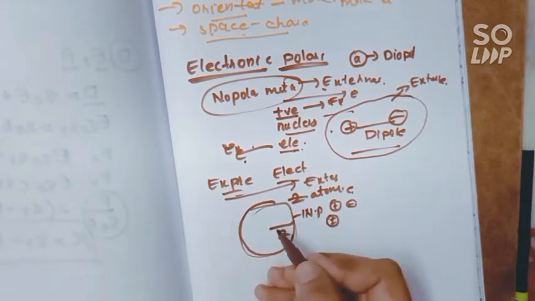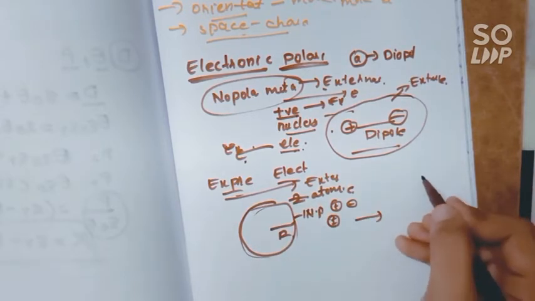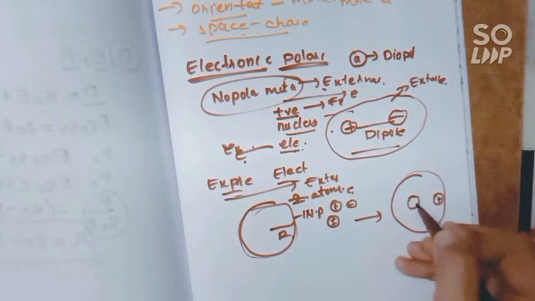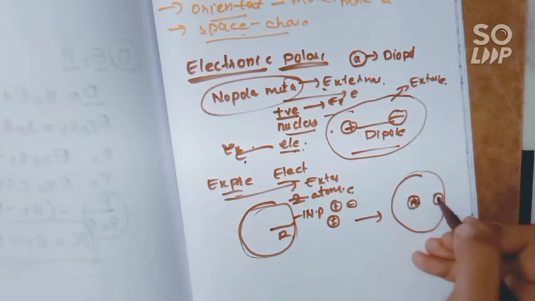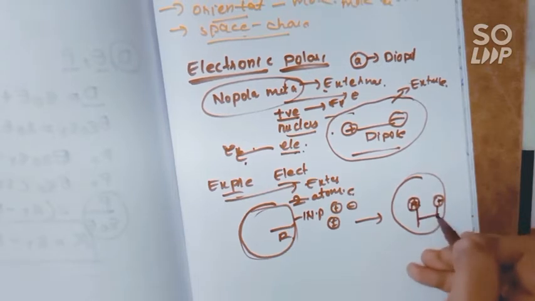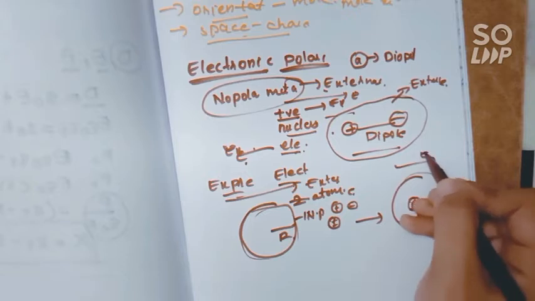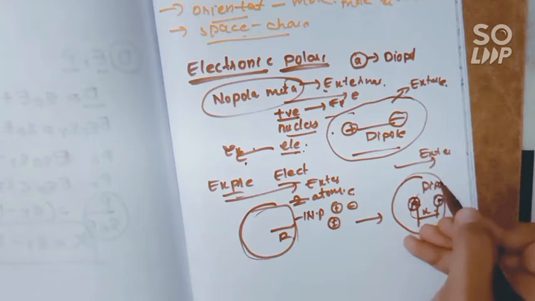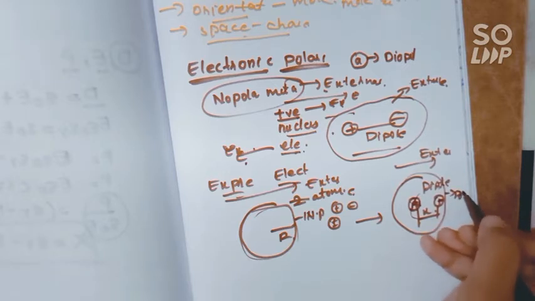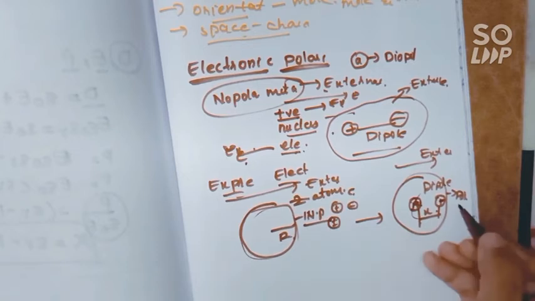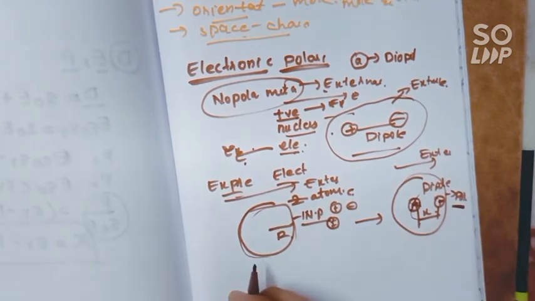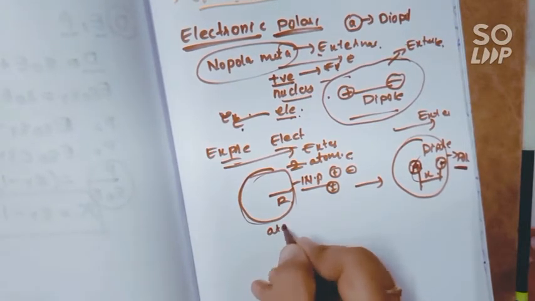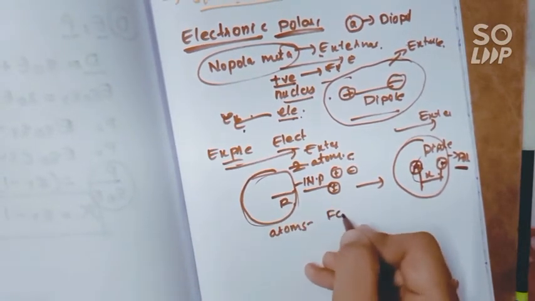When I apply the external field, this is the positive and this is the negative, the nucleus and the electron. These are separated by some distance when we apply an external electric field, and dipoles are produced and the material is converted into a polar material. How is it converted from a non-polar material to a polar material? Now let's discuss how this occurs. When we are discussing atoms, there are two forces. One is the Coulombic force.